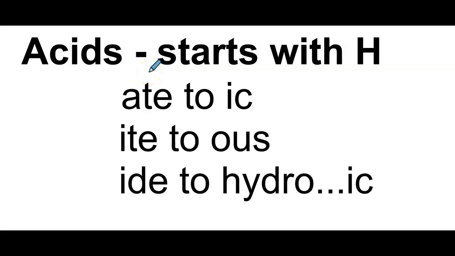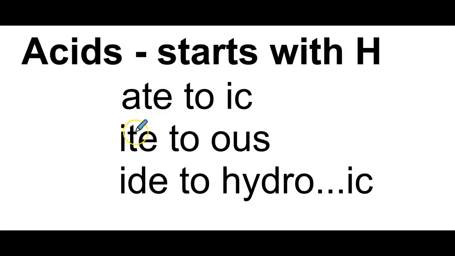Naming and writing acids. This does not cover all the acids that you could come across in a college chemistry course, but this will cover some of the most frequent acids used in chemistry, excluding organic. So, how do I know it's an acid? It starts with hydrogen. So, our trick is ate to ic or ic to ate.